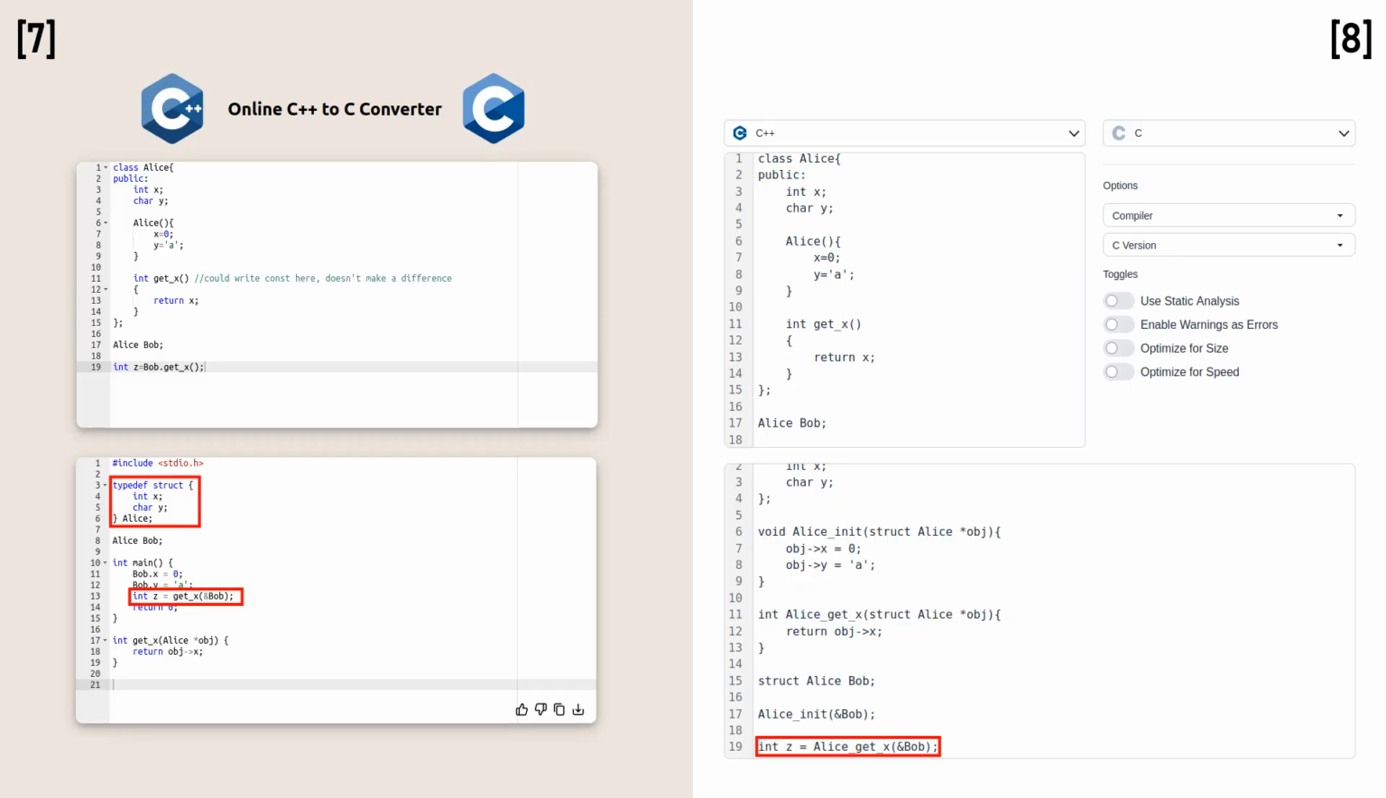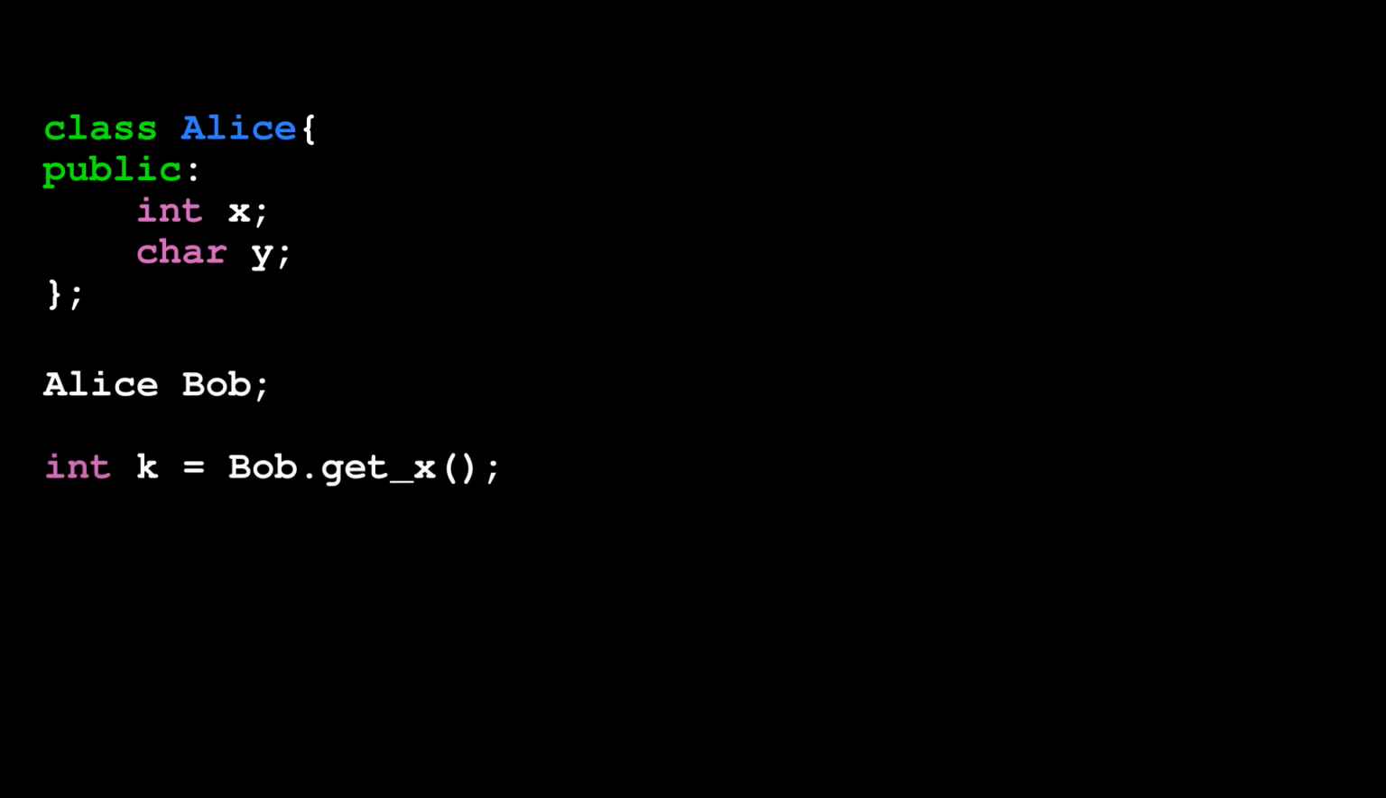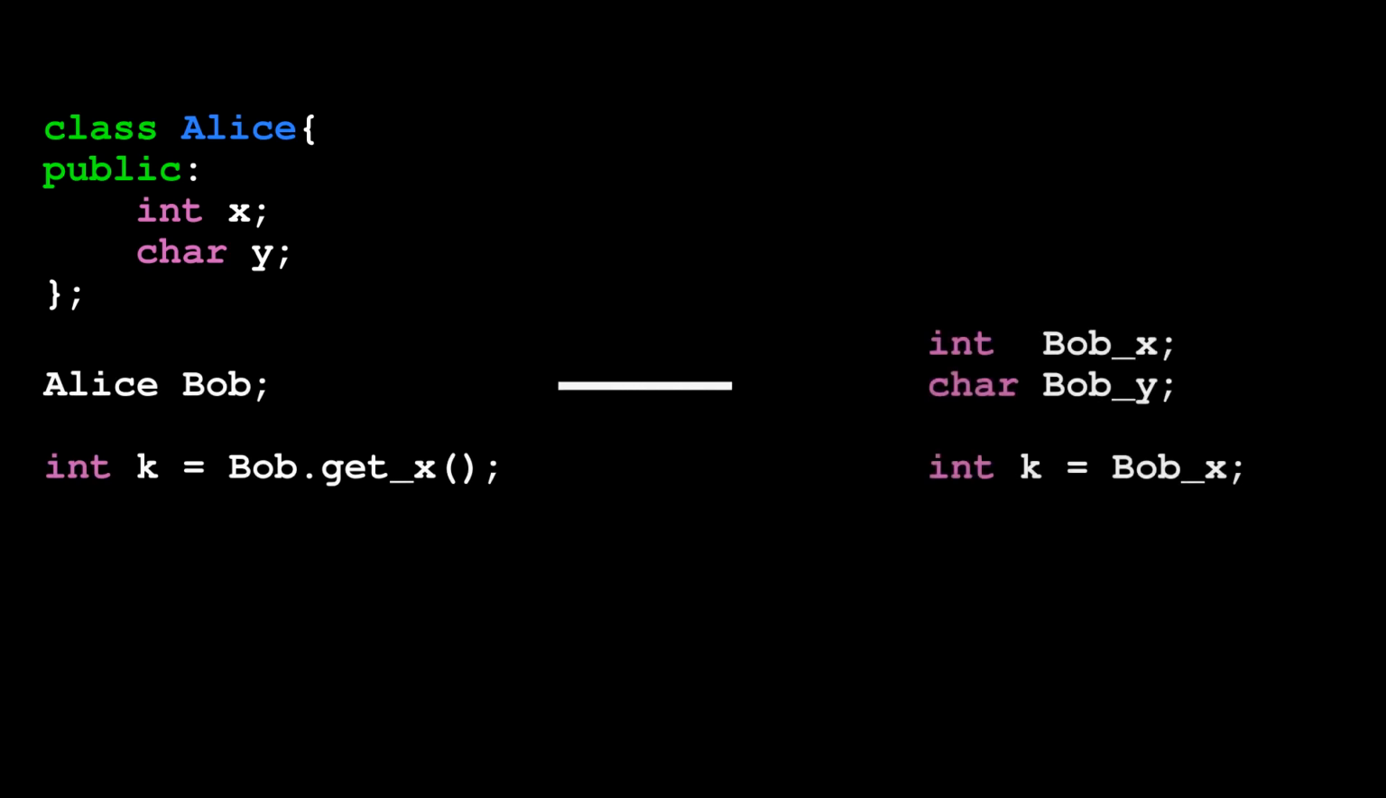A direct conversion will also keep the getters as functions even when they're not necessary, and so have that performance hit still. How about this? We adopt the convention that we replace an instance of the Alice class, previously called Bob, with individual variables starting with bob_. What was previously bob.x now becomes bob_x. Not much different at all.